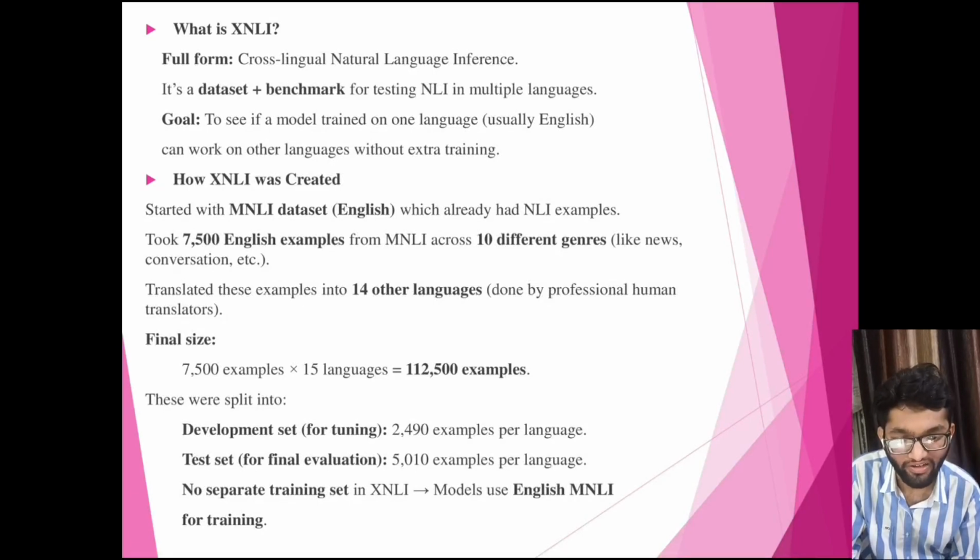How was XNLI created? It started with the MNLI dataset. The Multi-Genre Natural Language Inference dataset was used as the starting point. This dataset contains NLI examples in English across 10 different genres, for example news, conversation, fiction, etc.